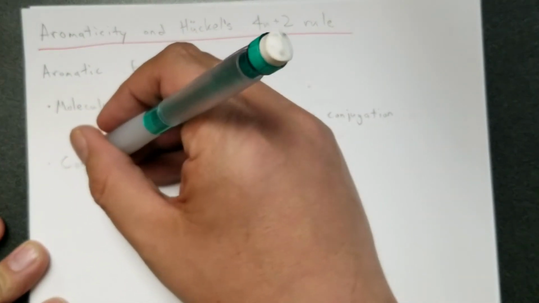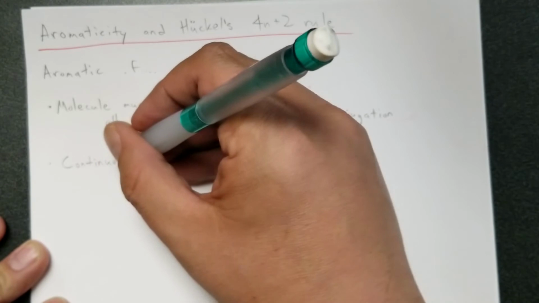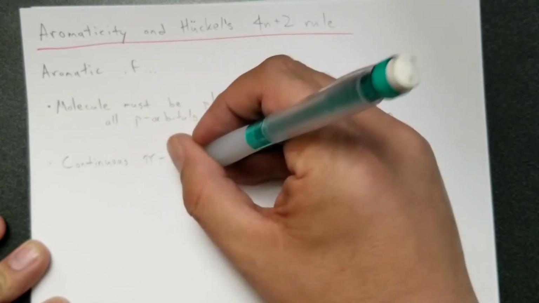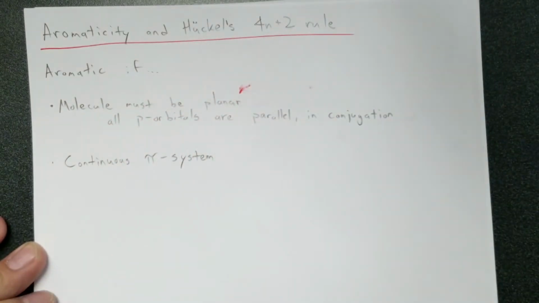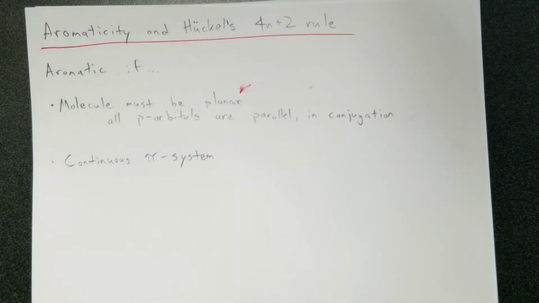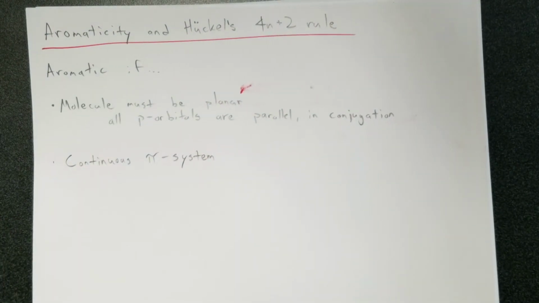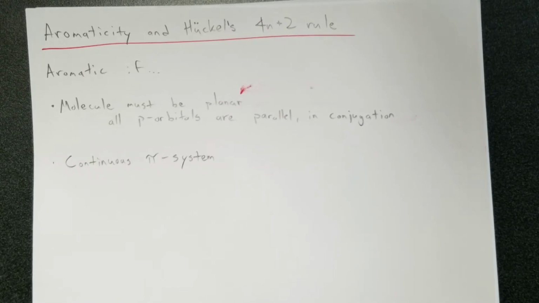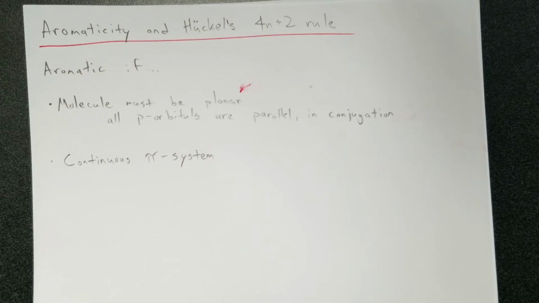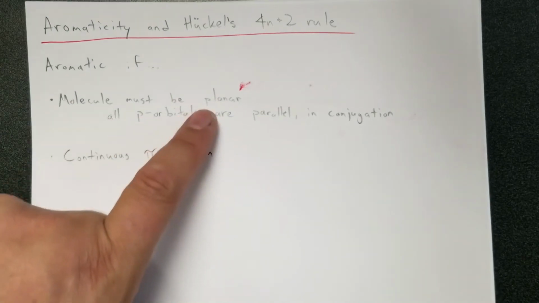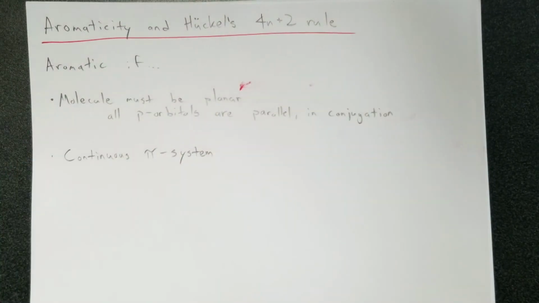All right, another rule here: it must have a continuous pi system. Meaning that there are no breaks in it. So if you have an sp3 carbon in the middle of this ring, it cannot be aromatic because you cannot push electrons through the sp3 carbon. And if you also have an sp3 carbon in there, you have the situation where it's no longer planar, right? So these are typically going to be sp2 hybridized due to the planar molecule.